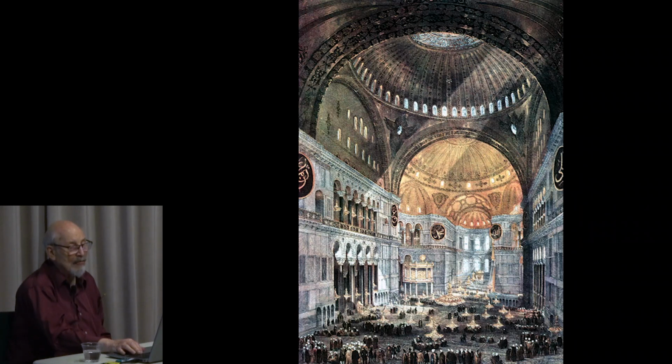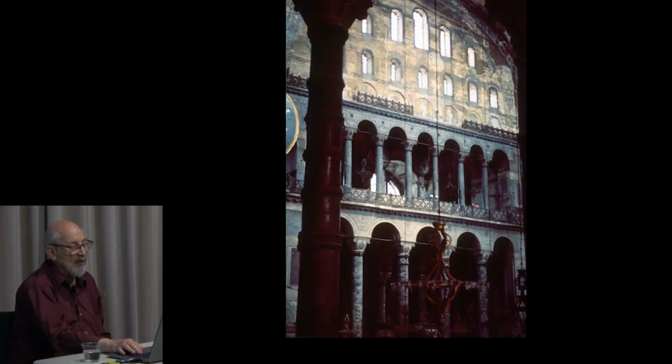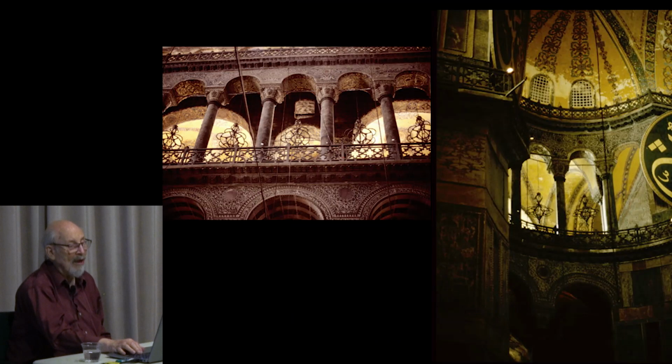Light penetrating through openings in many walls. We can see a little bit of light coming above the gallery and then in the semicircular wall above it. And wherever you look, you see different elements of the design.